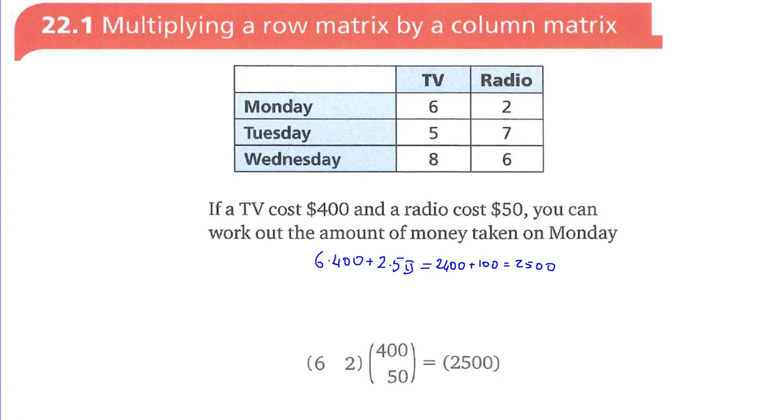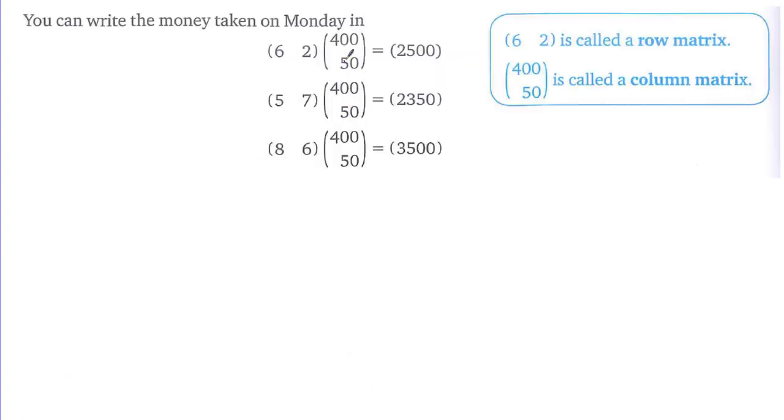Okay, then let's come to this part here. These are all row matrices by column matrices, and you understood that when you are multiplying two matrices, you are not multiplying every number by every number. So here this is going to be 6 times 400 and 2 times 50 only.